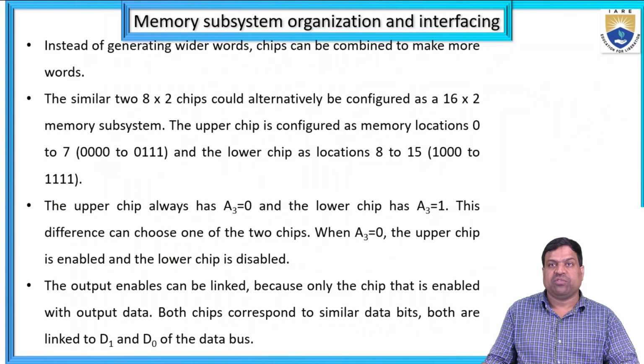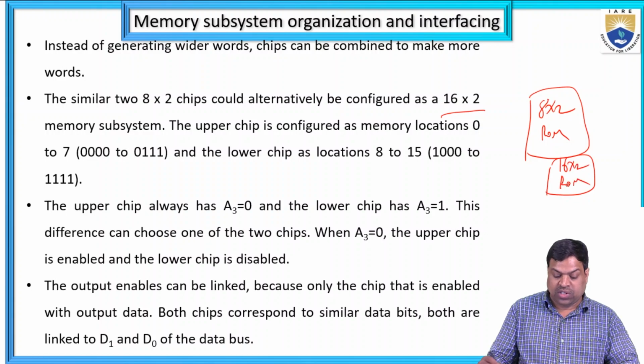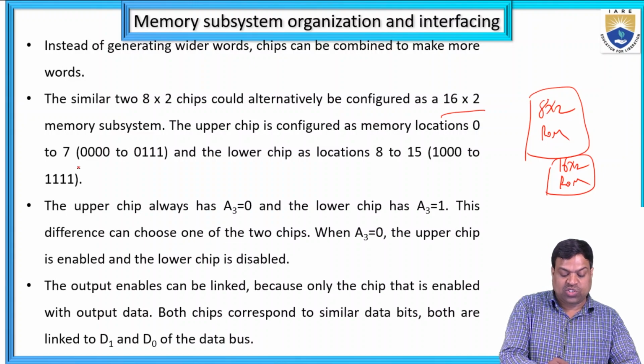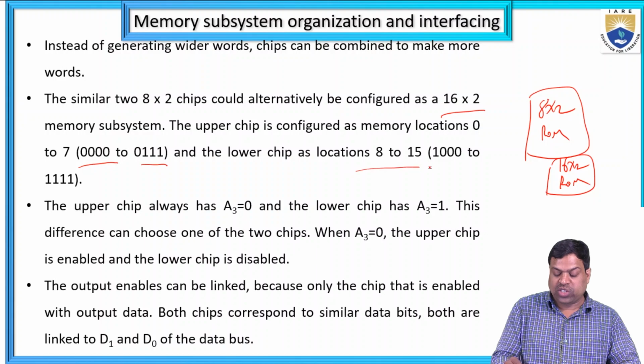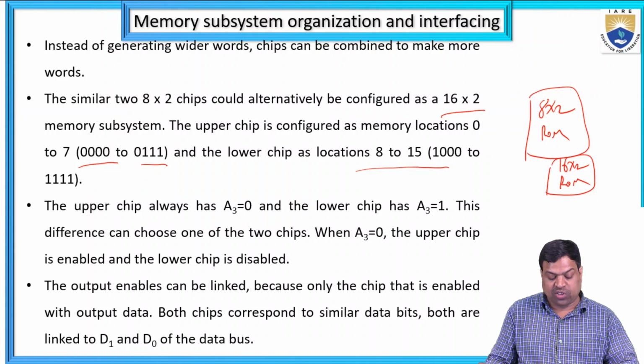Instead of generating wider words, chips can be combined to make more. An 8x2 chip size can be used for the ROM, and a 16x2 memory is also used for this one. The upper chip configuration is from 0 to 7, that is from 0000 to 0111, and the lower chip is 8 to 15, that is 1000 to 1111. The upper chip always has A3 equal to 0 and the lower chip has A3 equal to 1. This difference chooses one of the chips. When A3 equals 0, the upper chip is enabled and the lower chip is disabled.